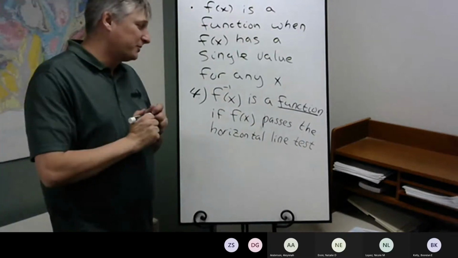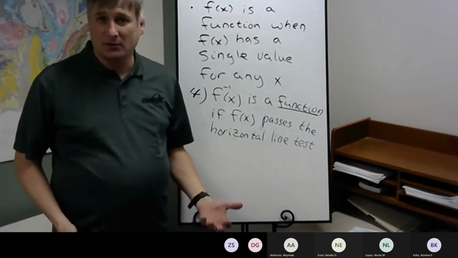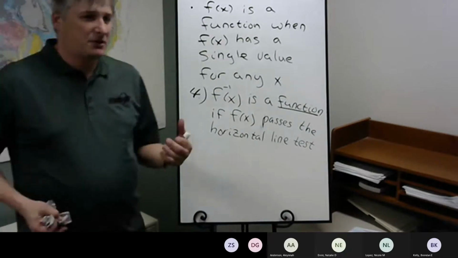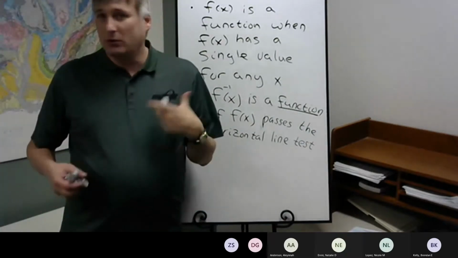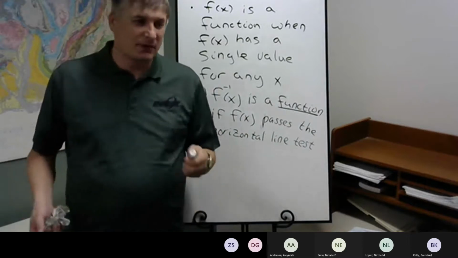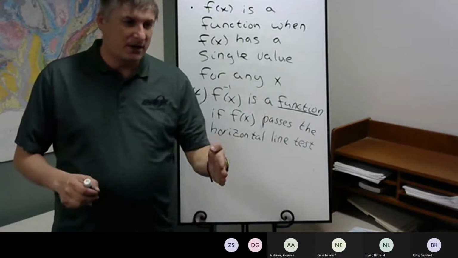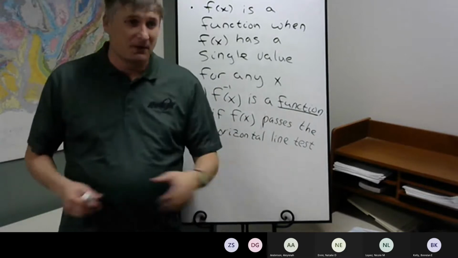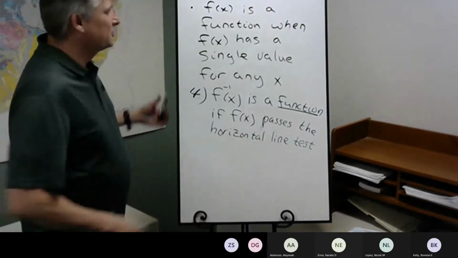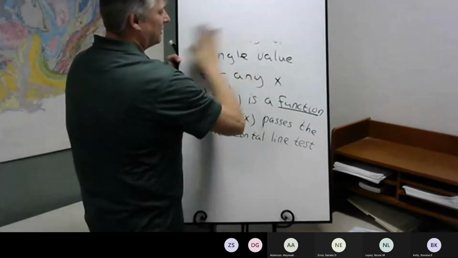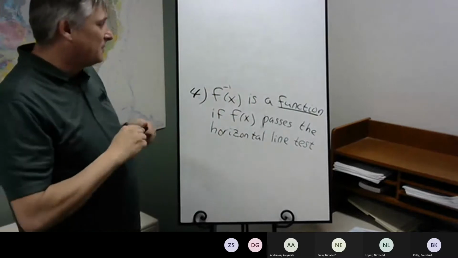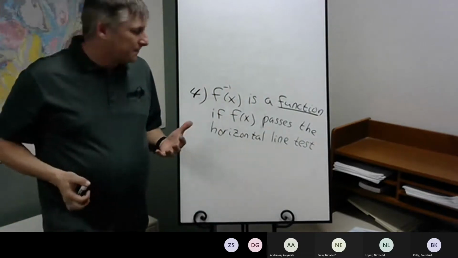So f inverse is a function if f passes this thing called the horizontal line test. Again, the idea of a function is you have an input, you should only get one output. This comes from an area of interest like mechanics. At a moment of time, you're only going to have one location for a particular object. It's not going to be in 2 places at the same time. So your input is time, your output is the object's location in space. So that's why we're interested in functions.